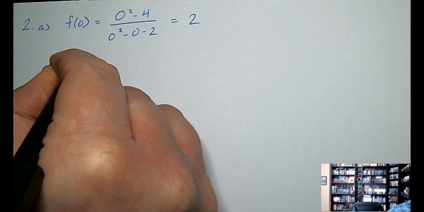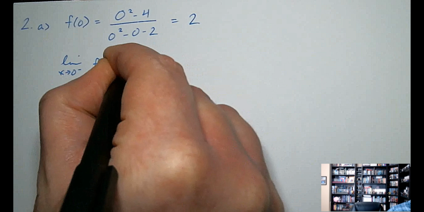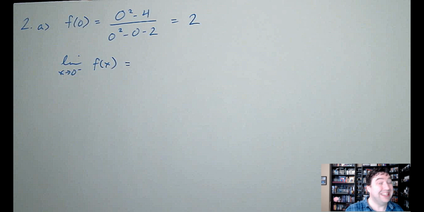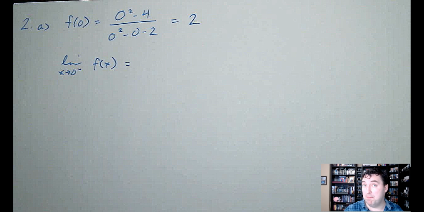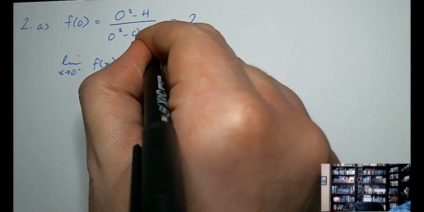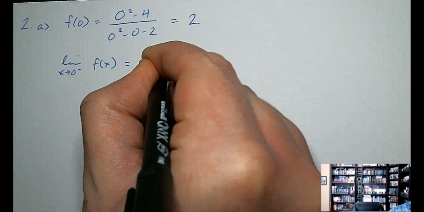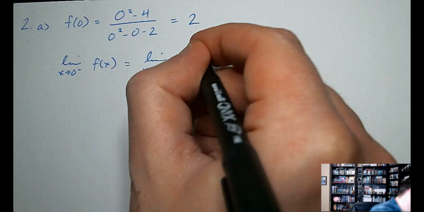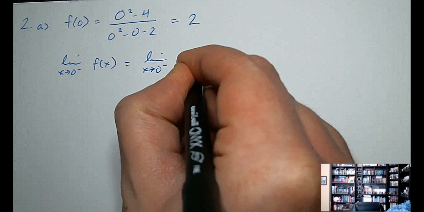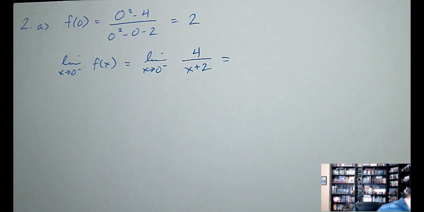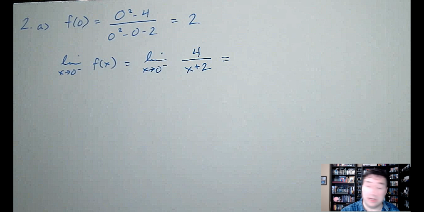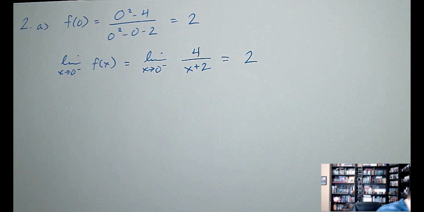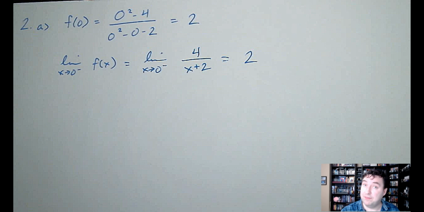So the left-hand limit as x approaches 0 of f of x, well, for x less than 0, we use the second part of this piecewise definition. So in other words, that's going to be the same thing as the limit as x approaches 0 from the left of 4 divided by x plus 2. Now that's just a rational function, so we can do direct substitution. We get 4 divided by 2, which is also 2. So the left-hand limit exists.